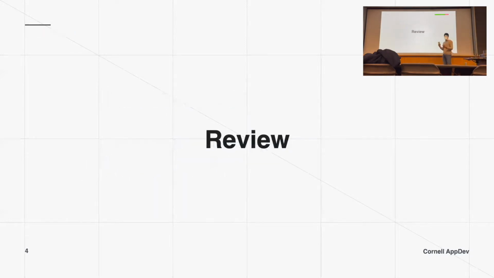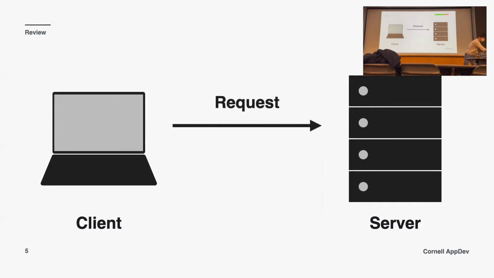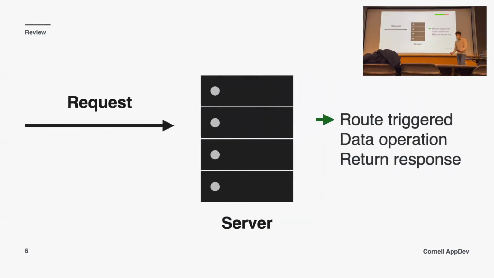Okay, so let's quickly go over the concepts we've covered so far. We've covered two things: the client-server model with routes, and databases. The first thing we covered is the client-server model. We have a client, which is the phone or the computer, whatever a person is using, and we have the server. The client makes a request to the server. A server's route is triggered. The term route is interchangeable with endpoint.